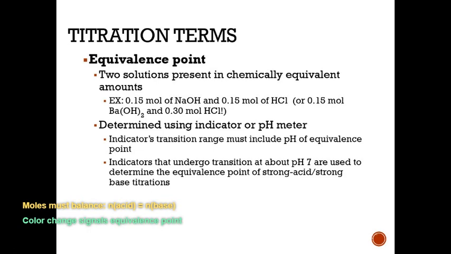You detect this point using an indicator dye that changes color right at the equivalence point's pH. For strong acid-strong base reactions, that's around pH 7.